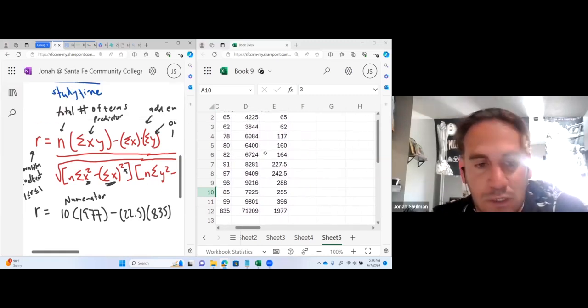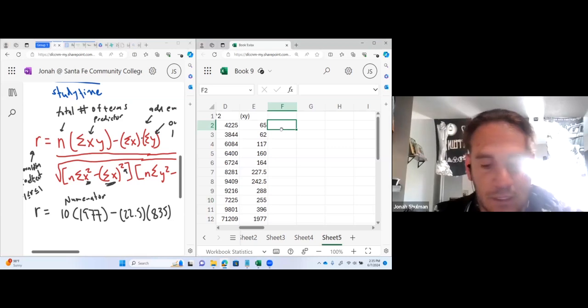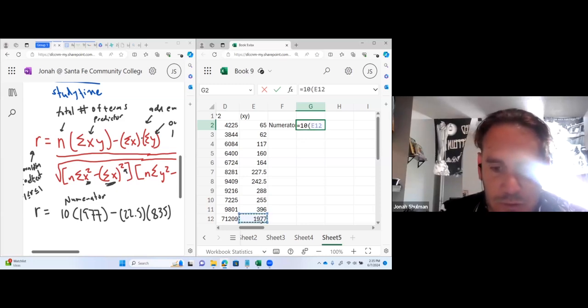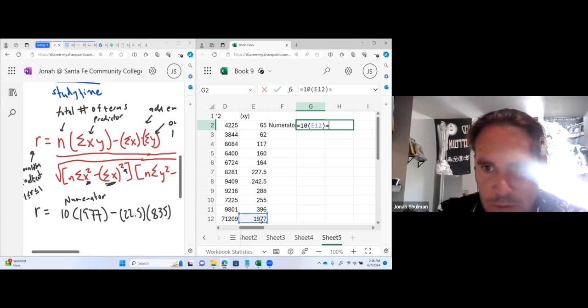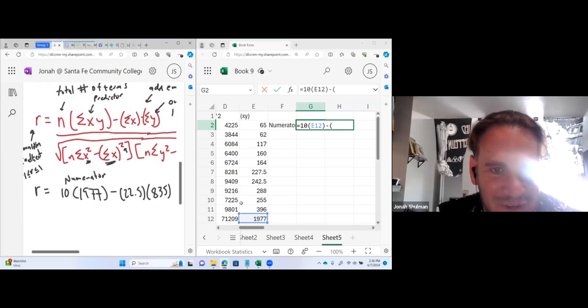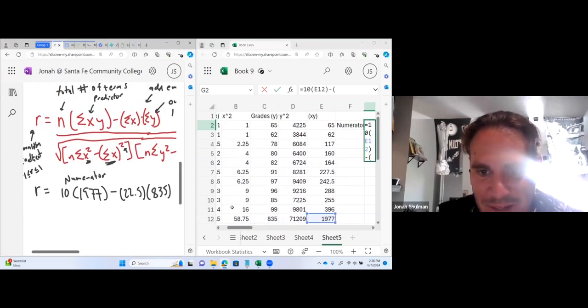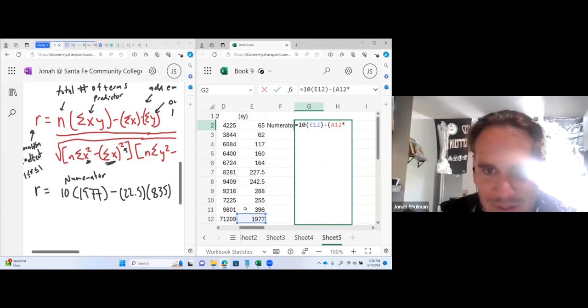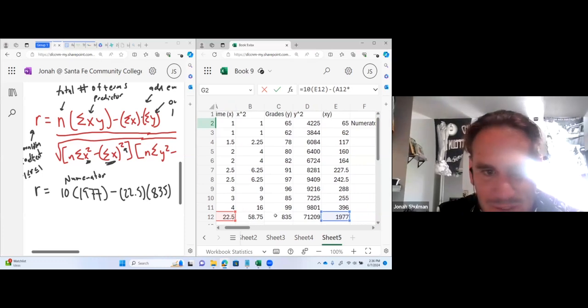As I said, I'm just doing the numerator, so that's what I'm going to do. I'm going to have Excel help me though, so I don't have to think too hard. I can even write numerator here if we want. So it's going to be equals 10 parentheses 1977, or we can click the box, right? 10 parentheses, this box. Then we're going to do minus parentheses, and we just need what? The sigma of x times the sigma of y. And here's the sigma of x times the sigma of y, which is 835.